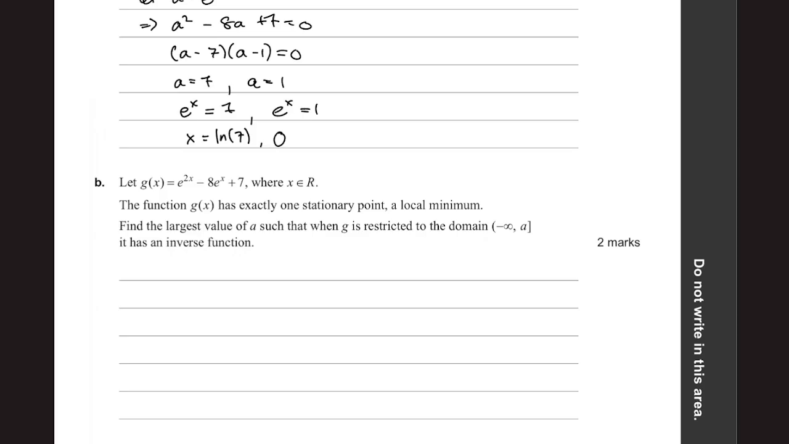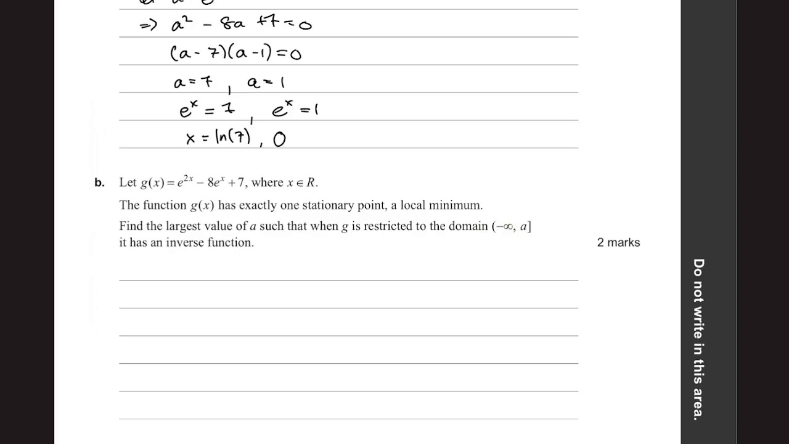Let g of x be that. Let g of x have exactly one stationary point being a local minimum. Find the largest value of a such that when g is restricted, it has an inverse function. So all we have to do is figure out what a is, where we know that a is going to be the local minimum, because for this function to have an inverse, it has to be 1 to 1, and so the domain restriction has to be 1 to 1, and it's going to stop being 1 to 1 when it's beyond the minimum.